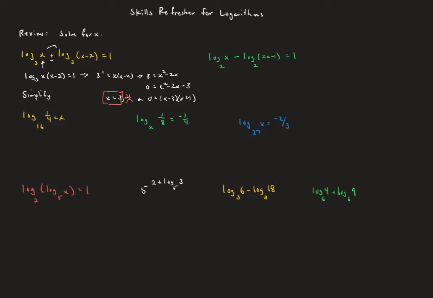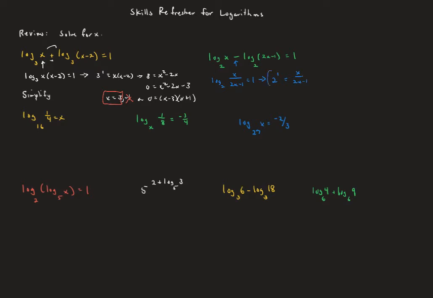Let's try the next one. Now here we have the difference in logarithms. So that's going to be the logarithm base 2 of the quotient x over 2x minus 1 still equal to 1. So now we can write our corresponding exponential. 2 to the first is equal to x over 2x minus 1.